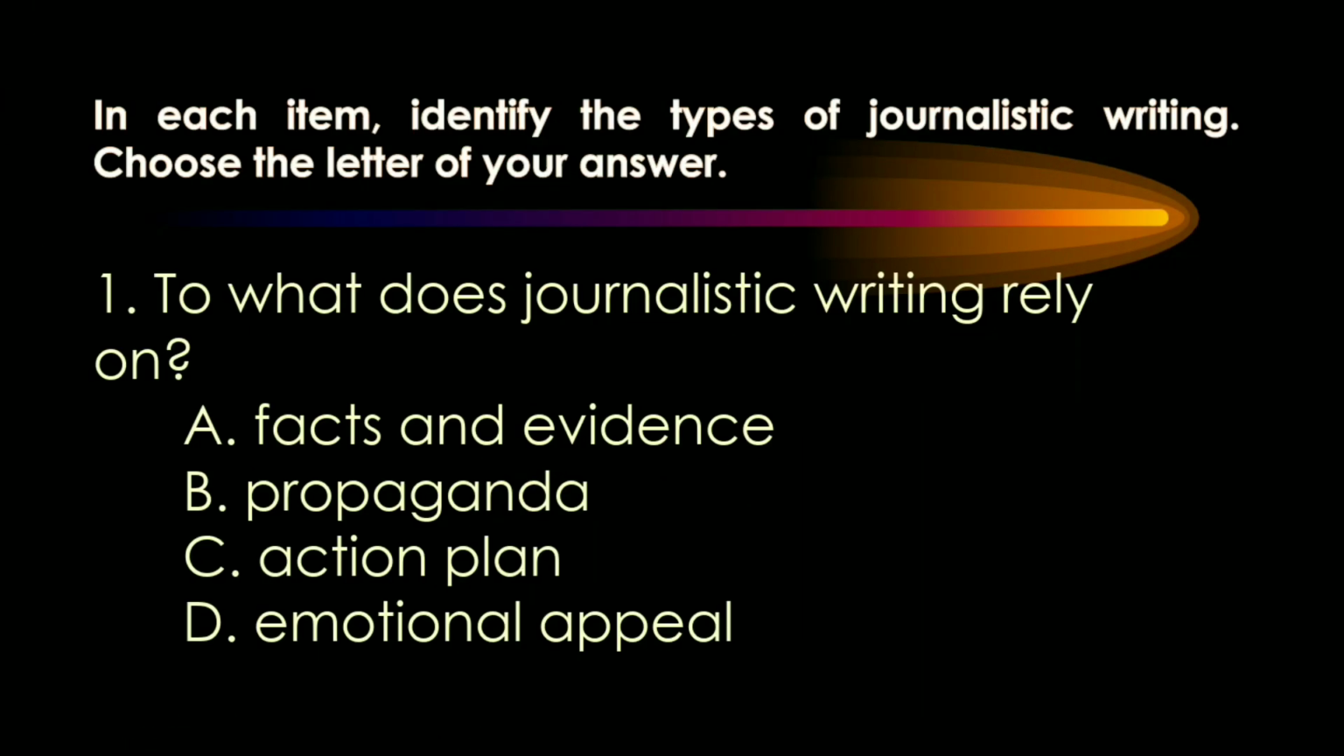So, in each item, you are going to identify the different types of journalistic writing. Okay, so you're going to choose the letter of your answer. So number 1, what does journalistic writing rely on? A. Facts and evidence. B. Propaganda. C. Action plan. D. Emotional appeal. And the answer is, yes, it's facts and evidence.